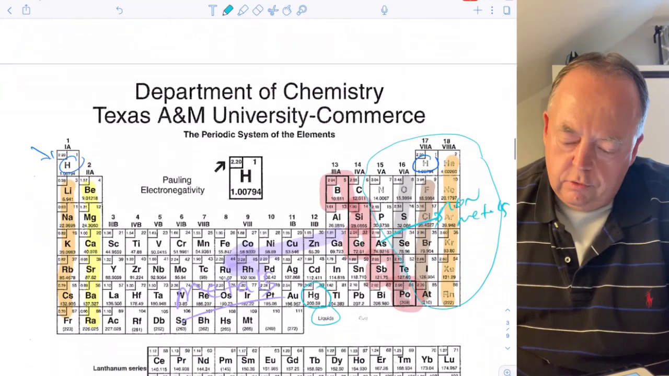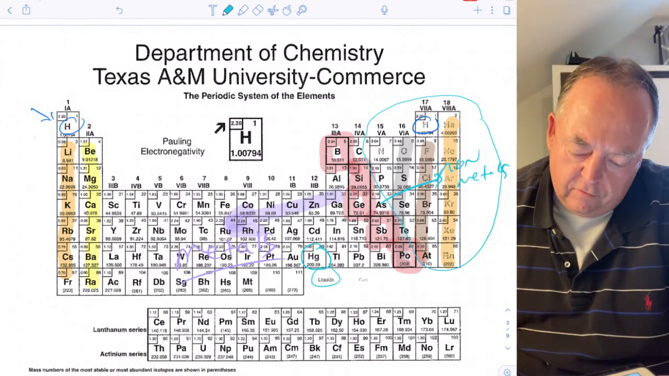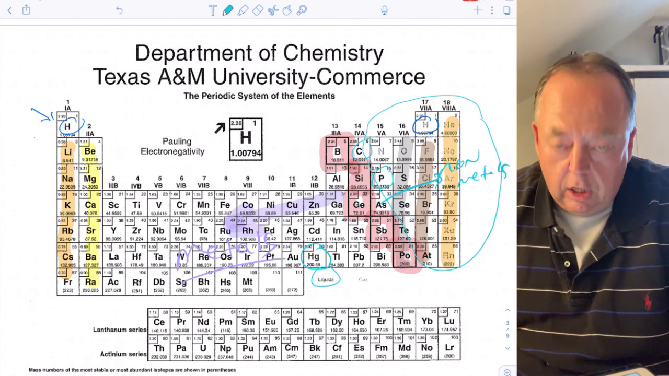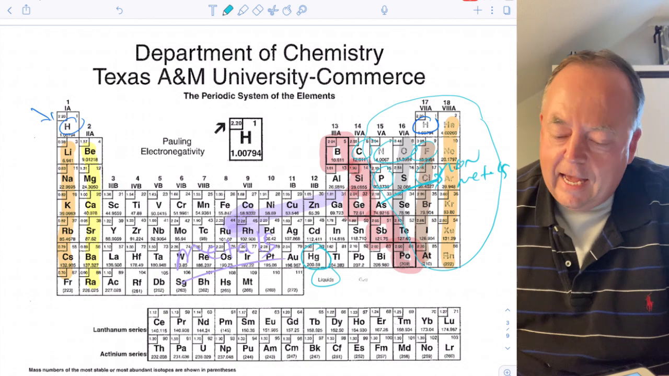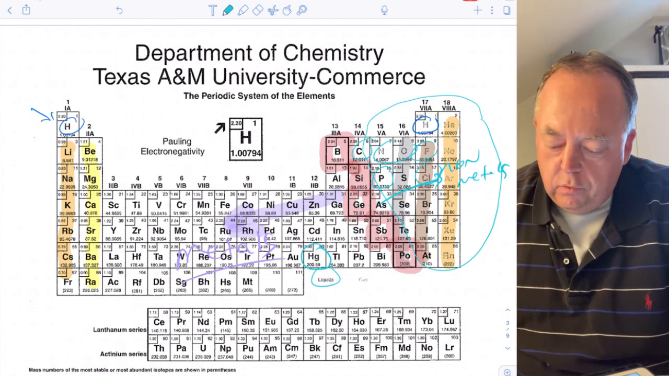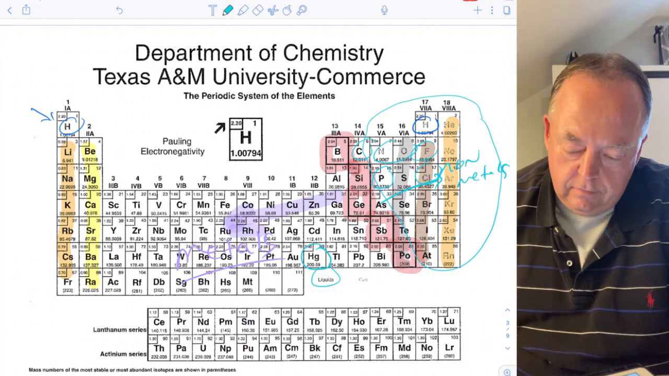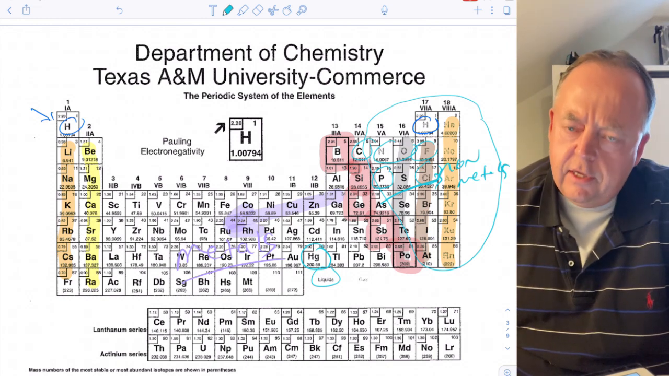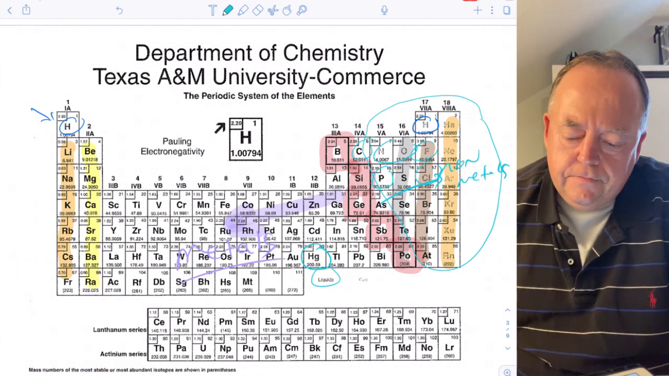Are they solids, liquids, or gases? Well, kind of a mixture of all of them. Carbon, for example, and phosphorus are solids. Nitrogen, oxygen, fluorine, and chlorine are gases. Bromine's a liquid, iodine's a solid, so you have a combination of all of them. How about the noble gases? What do you think they are? Would they be solids, liquids, or gases?